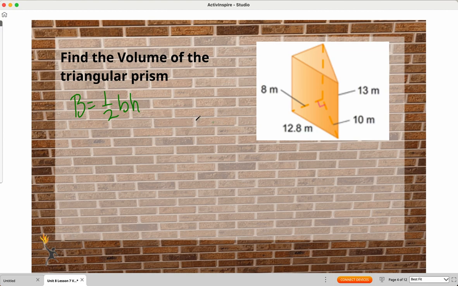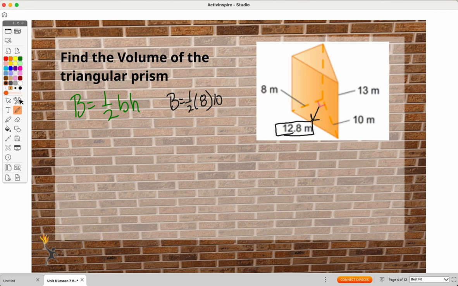So if we're taking a look at this shape, big B is going to be equal to 1/2 of 8 times 10. So this is our hypotenuse. It's the longest edge of the shape. It's adjacent to the right angle in this case, and opposite the largest angle is really where it is. It's where you always find the hypotenuse. But that's a conversation for another year.